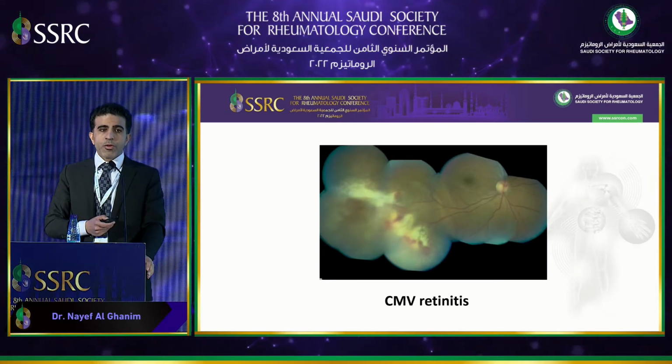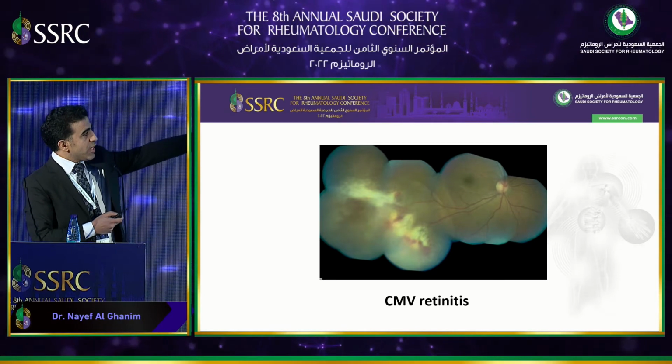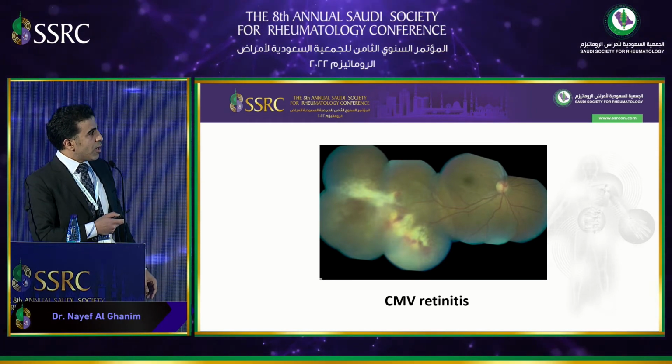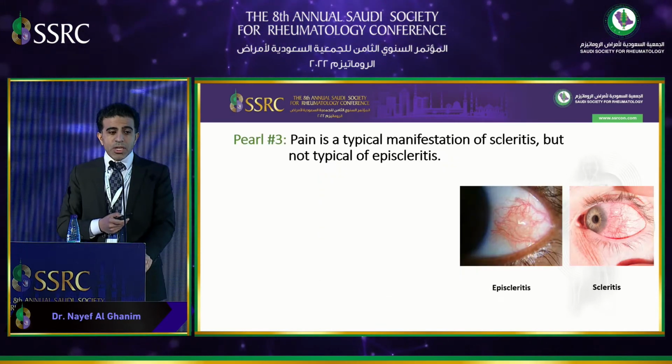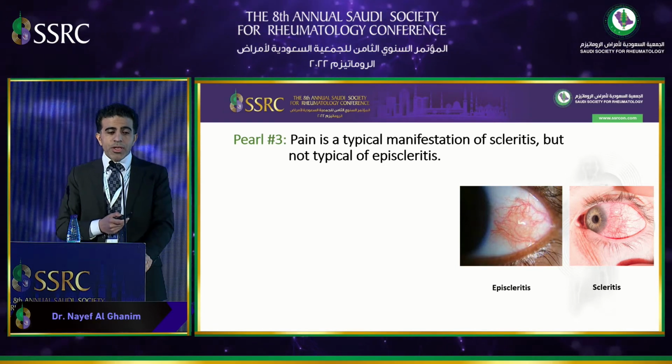This is a picture of a patient with CMV retinitis, and you can see that the fluorescein is leaking and there are patches of blood hemorrhage. And this is what they usually see. Still with the eye, pearl number three.